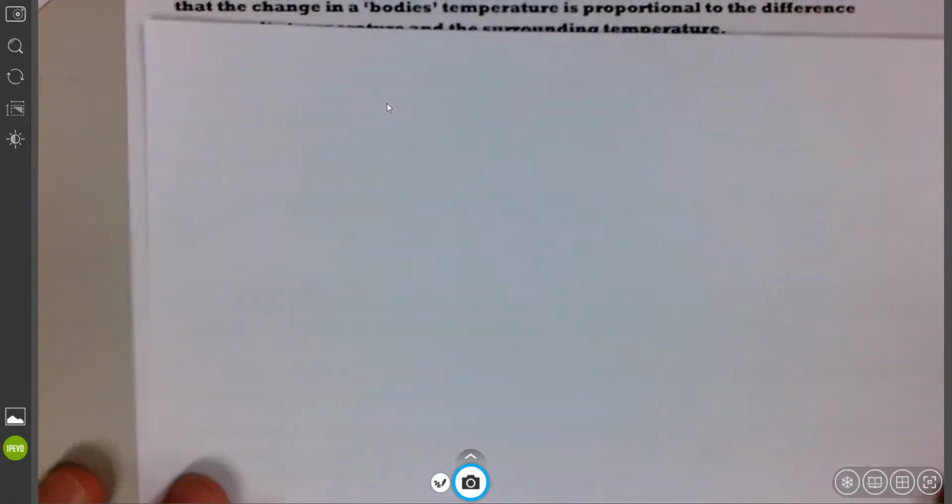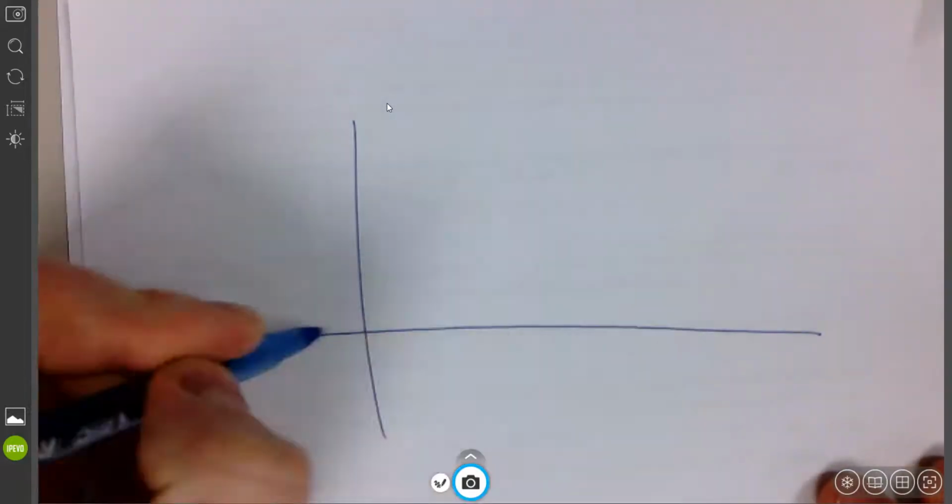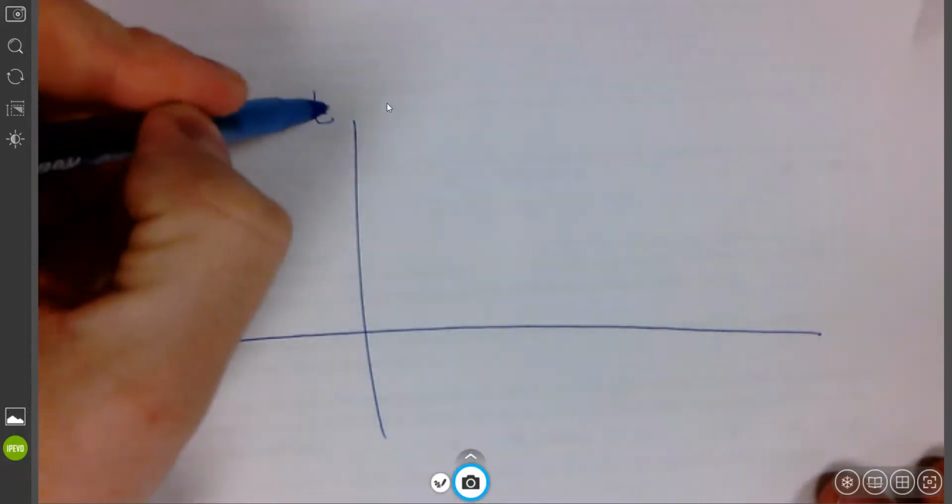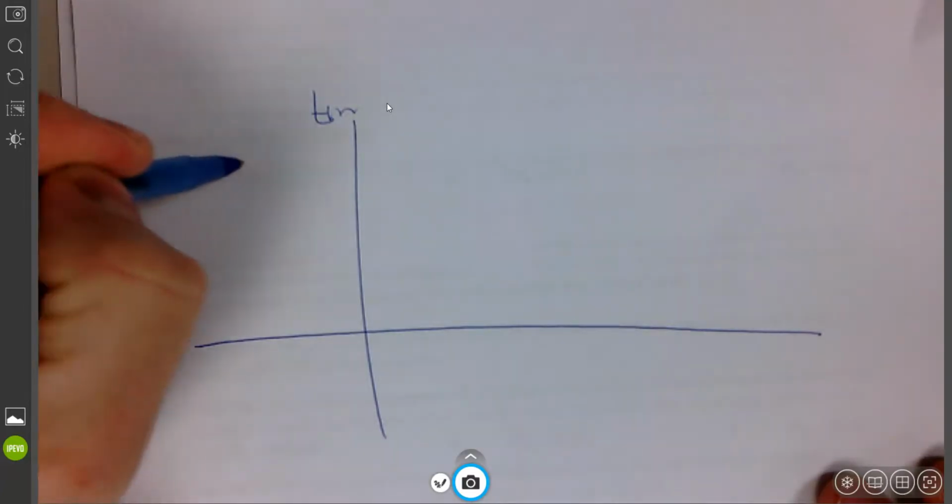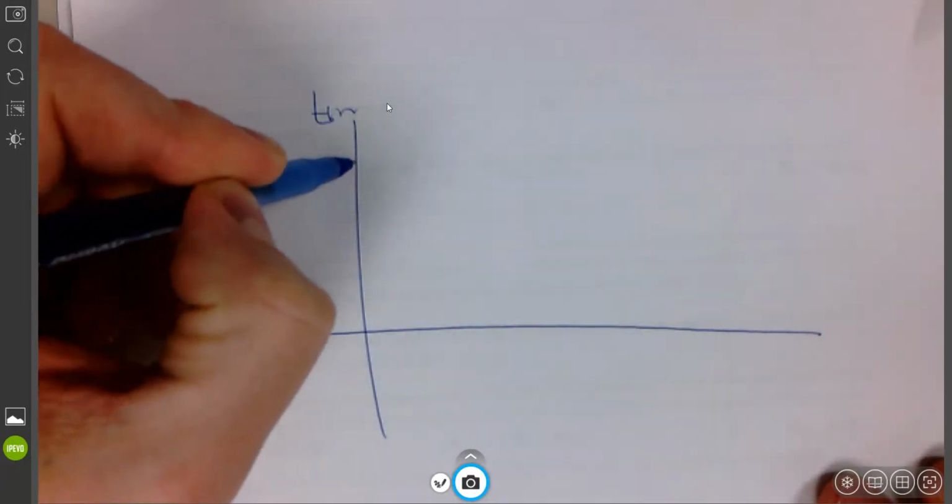Now let's make a graph. I know we don't like doing graphs sometimes, but it gives us a picture of what's going on, and hopefully it'll make more sense to us. So here is time. Time's moving. And here is temperature. A living person has a temperature around 98.6 until they die.